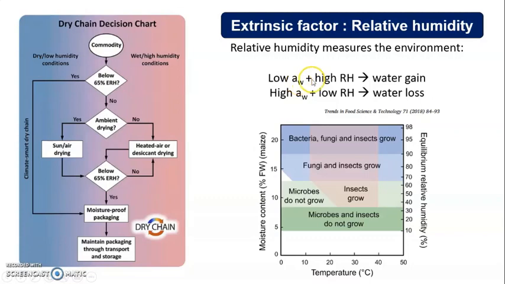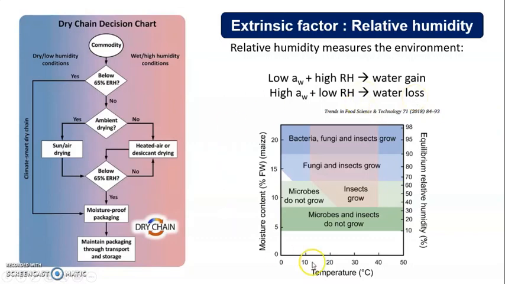Low water activity plus high relative humidity will result in water gain. So meaning that the food will gain moisture, water, from the high relative humidity environment. Vice versa, if the food has high water activity combined with low relative humidity, that indicates water loss, meaning that the high water activity food will eventually lose water to the low relative humidity environment because it will reach equilibrium.